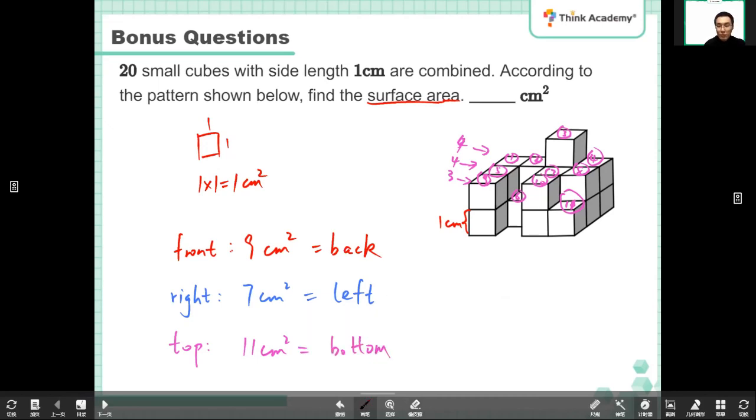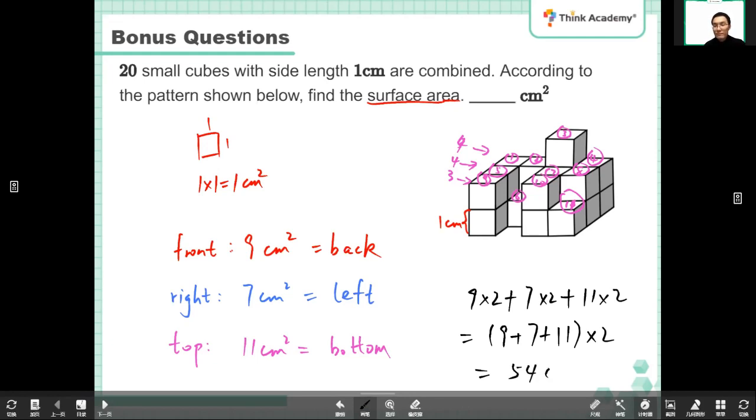9 times 2 plus 7 times 2 plus 11 times 2, which is the same thing as taking out the common factor 2: 9 plus 7 plus 11, altogether multiplied by 2. 9 plus 11 is 20, 20 plus 7 is 27, and 27 times 2 is 54. And 54 square centimeters is the answer.